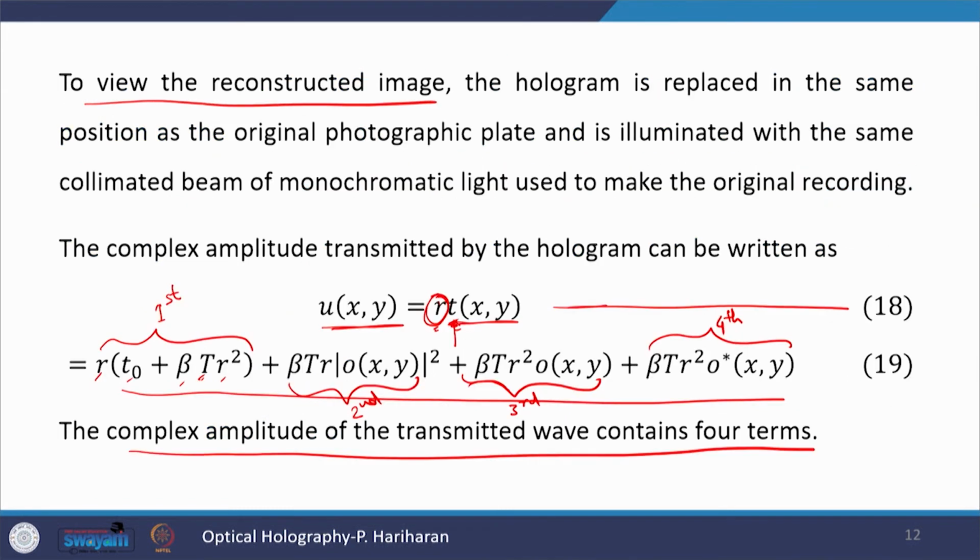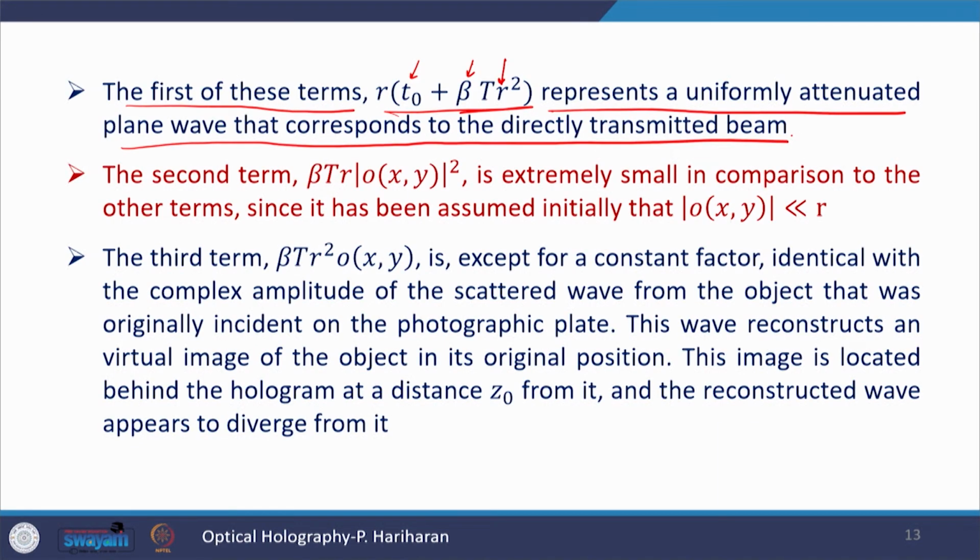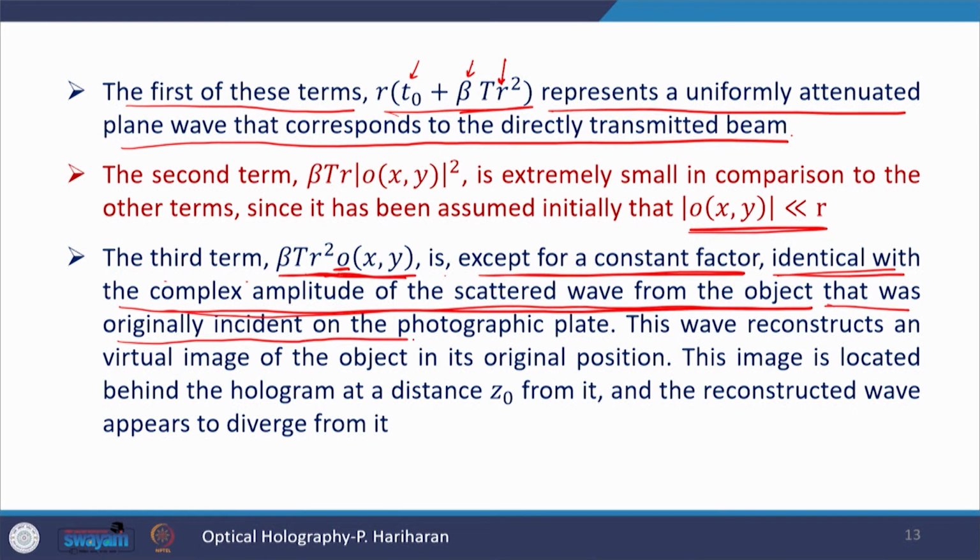Now, let us go to the second term. The second term is the O square term, which I said already is very small. Therefore, it can safely be neglected because O is already much smaller than small r. The third term, beta T R square O, is, except for a constant factor, identical with the complex amplitude of the scattered wave from the object, that was originally incident on the photographic plate.